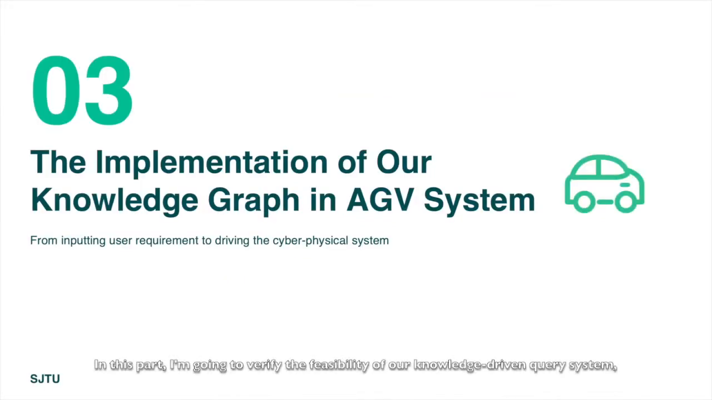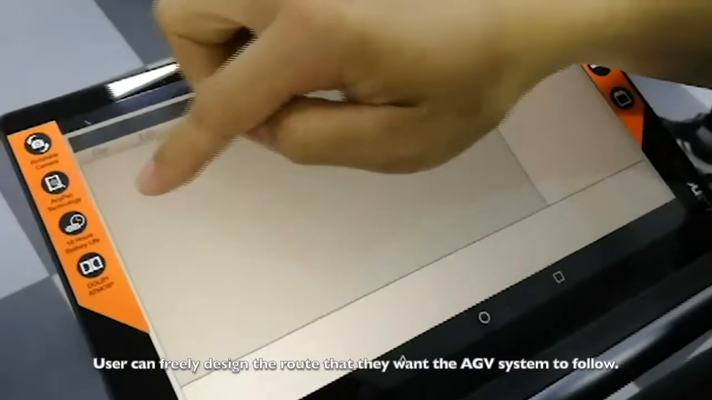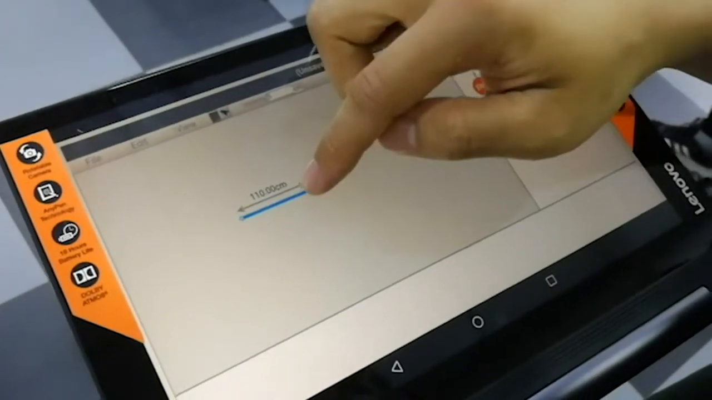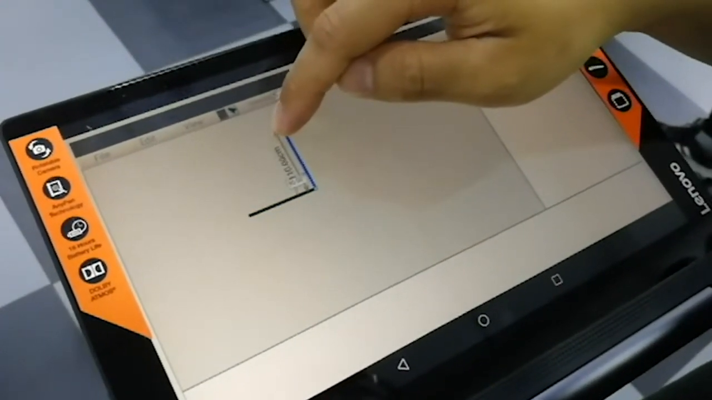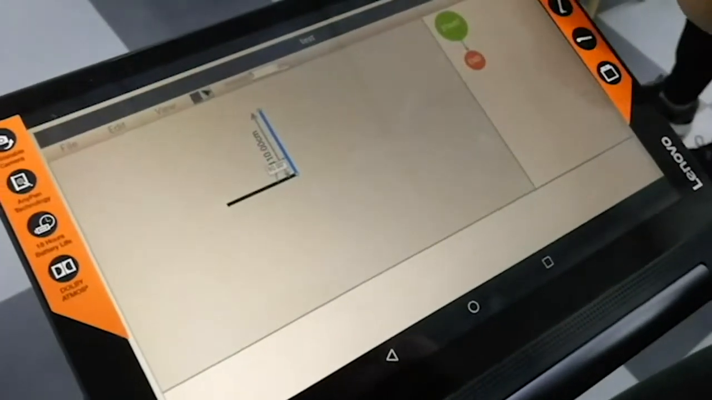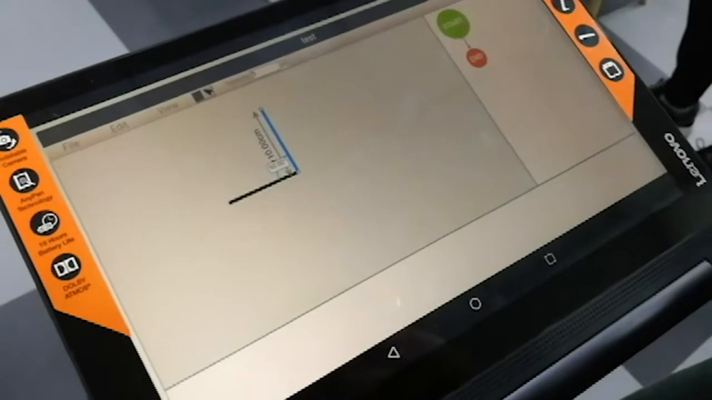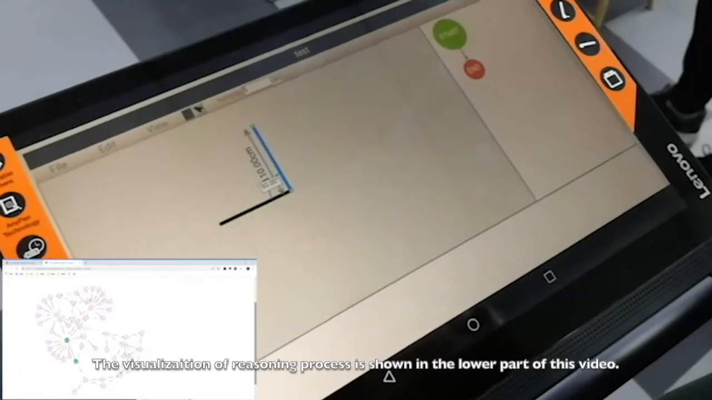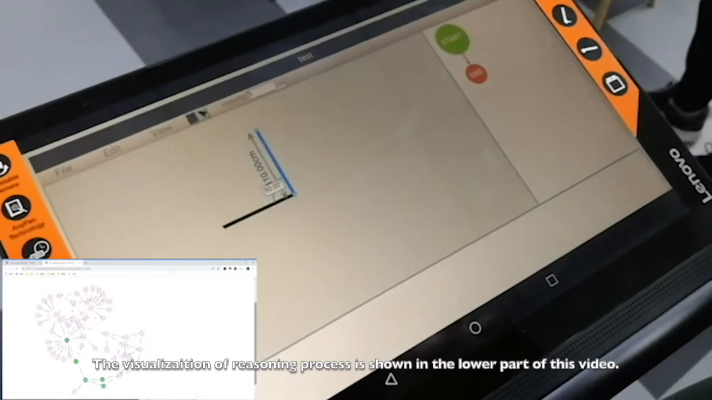So in this part, I'm going to introduce the implementation of our knowledge graph AGV system to verify its feasibility. Users can freely design the route that they want the AGV system to follow. The visualization of the reasoning process is shown in the lower part of this video.